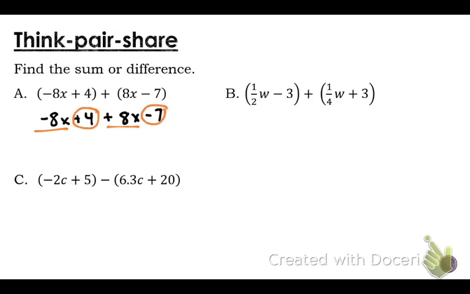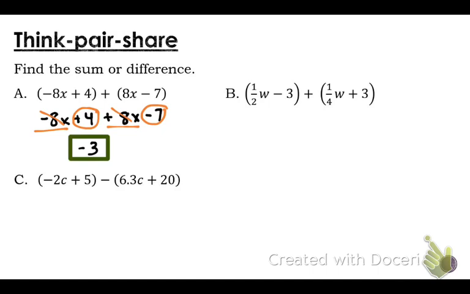Negative 8x and positive 8x. What can happen to those, class? They can cancel out. Remember, a number and its opposite always equals 0. So what is my final answer? Negative 3 is correct. Two thumbs up if you got that answer. All right, if you did not, that's okay. Erase it and fix it so that it looks like mine.